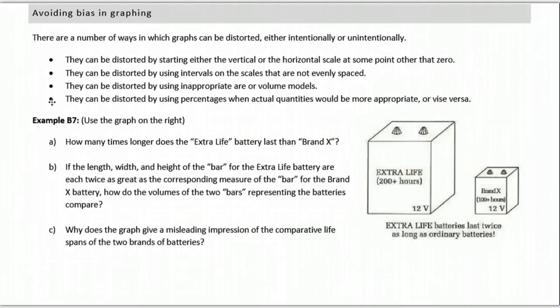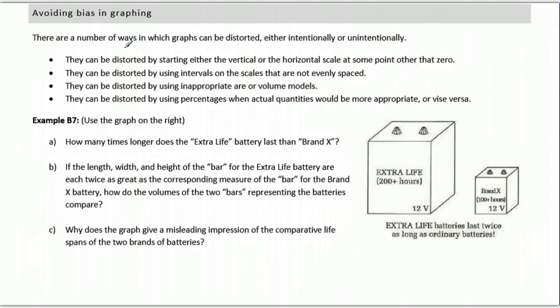In this section, we're going to look at bias when you're graphing. There's a number of ways that you can distort a graph to make it look like it's saying something different than it really is saying. So you can draw the graph in a way that makes the way people interpret it not exactly accurate. And sometimes this is done intentionally to confuse.